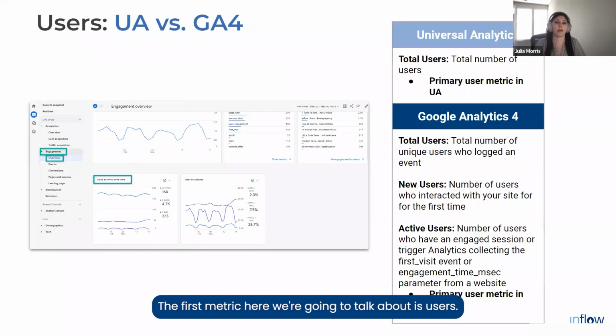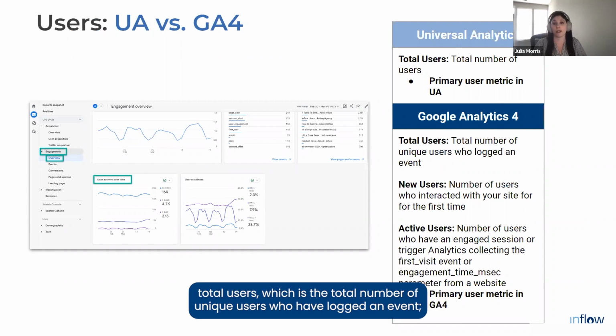First metric we're going to talk about is users. In Universal Analytics, users is just the total number of users. However, in GA4, there's a couple more metrics. Total users, which is the total number of unique users who have logged an event. New users, which is the number of users who interacted with your site for the first time. And active users, which is the number of users who have an engaged session.